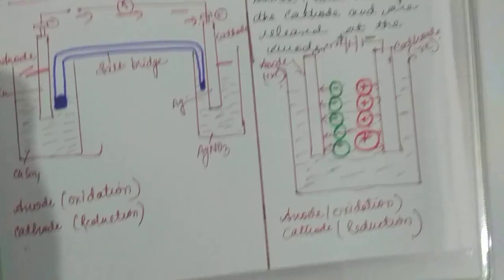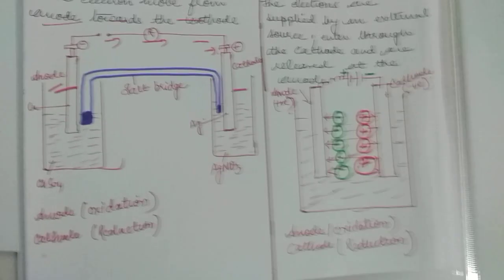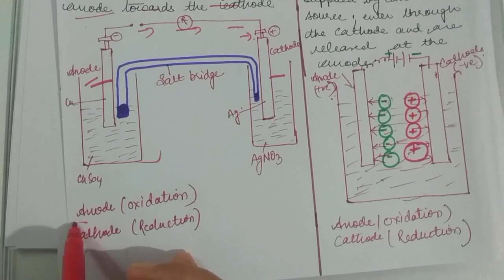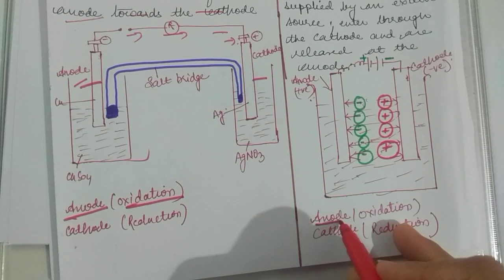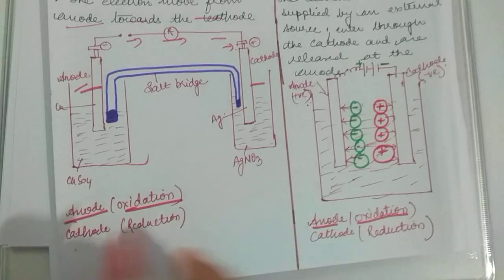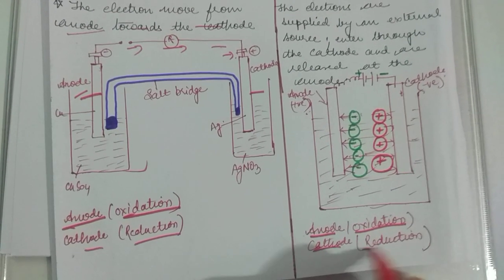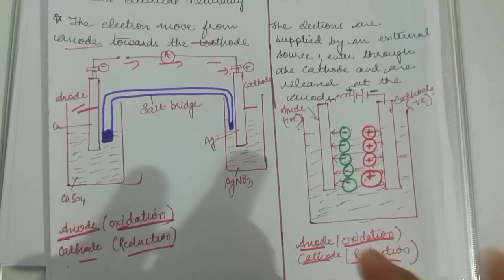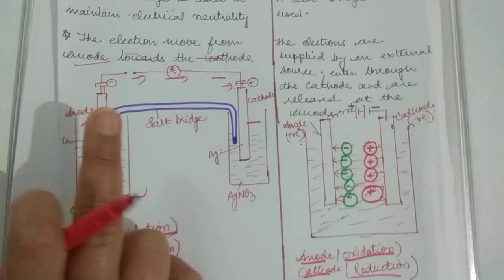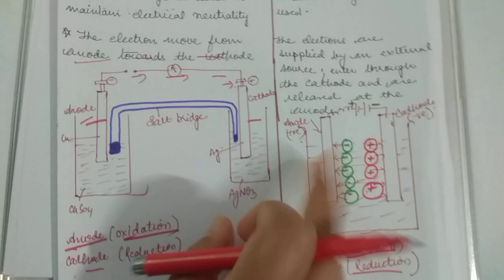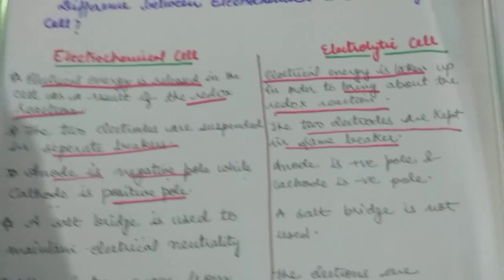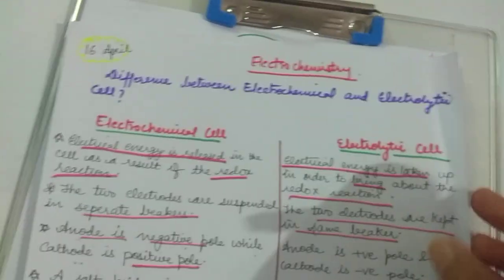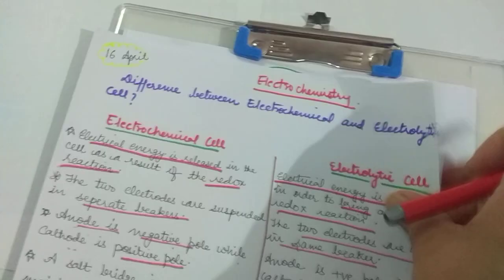Clear? In electrolytic cell, one point to be noted is that at anode oxidation takes place every time. In electrolytic cell also at anode oxidation takes place, and at cathode reduction takes place. The only difference is that anode here is negative, here it is positive. Clear? Now these are the points of difference between electrochemical cell and electrolytic cell, and I hope you all will understand from this.